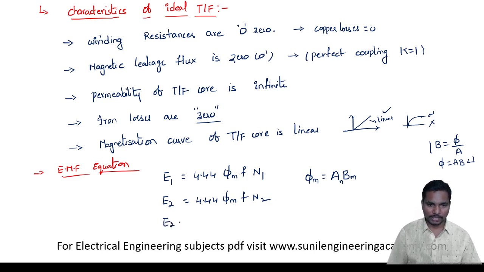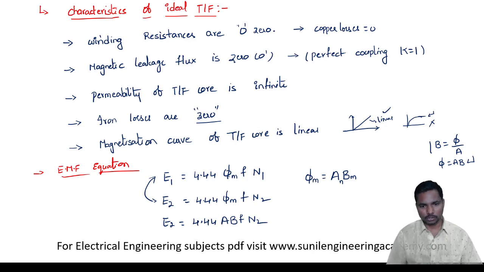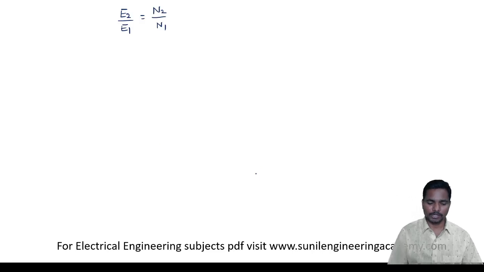So here we can consider E2 is equal to 4.44 A B f N2. If you take the ratio of these two, E2 by E1 will be N2 by N1. The flux is constant, the frequency is constant, 4.44 is a constant, so E2 by E1 is equal to N2 by N1.